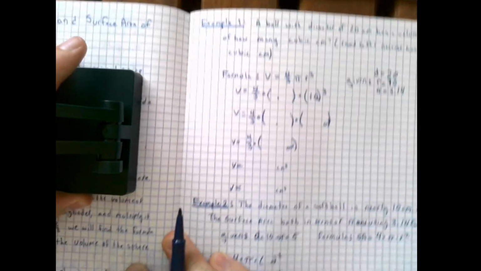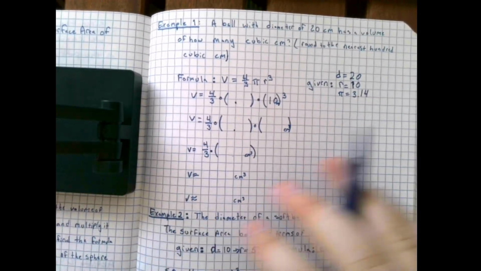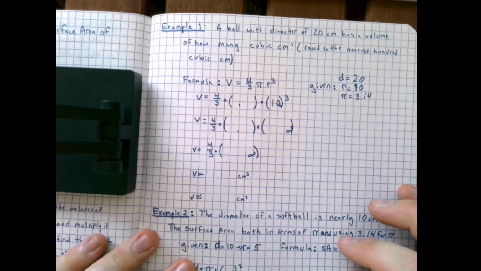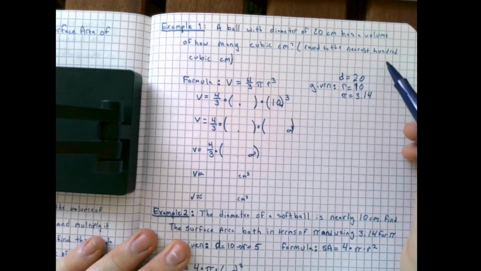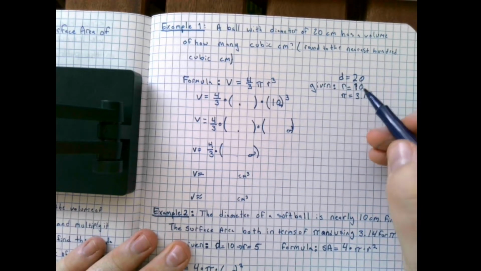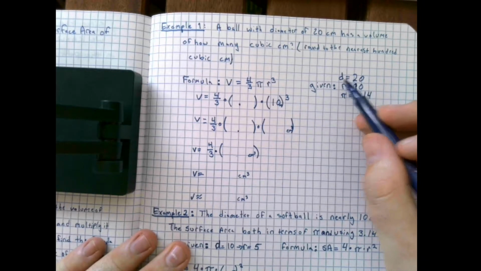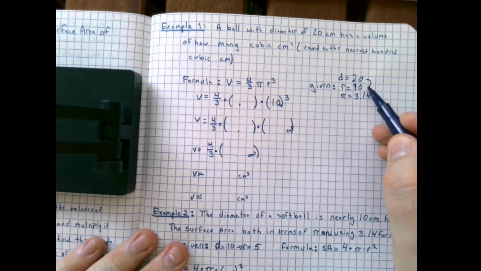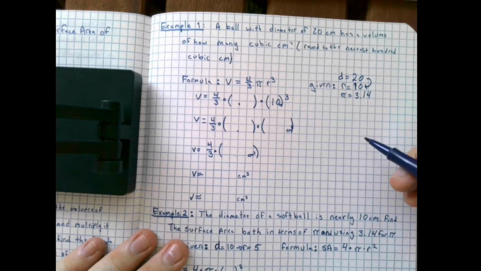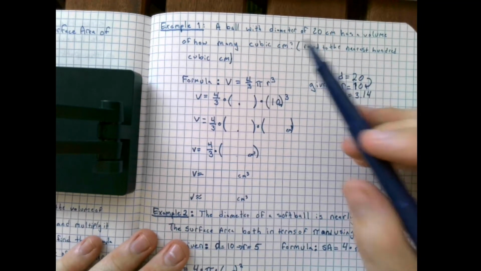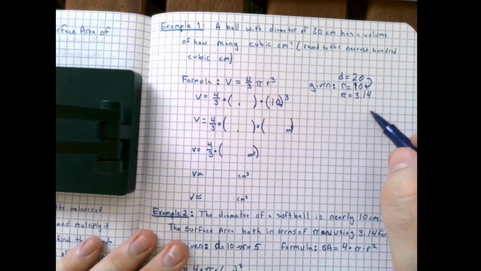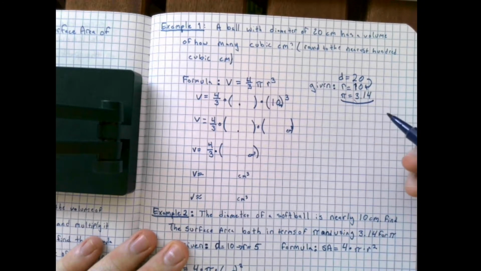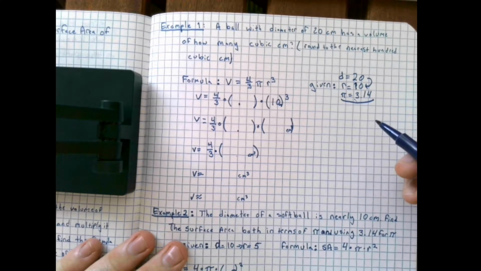Now we're going to go ahead and jump into example 1. Example 1 says a ball with diameter 20 centimeters has a volume of how many cubic centimeters? And we want to round to the nearest 100 cubic centimeters. The information we're given is that we've got a diameter of 20, which means that we have a radius of half of that, which is 10. Since we're going to have to round, we can't leave pi as pi, so we're going to use pi as 3.14.